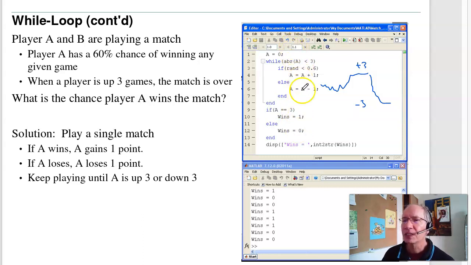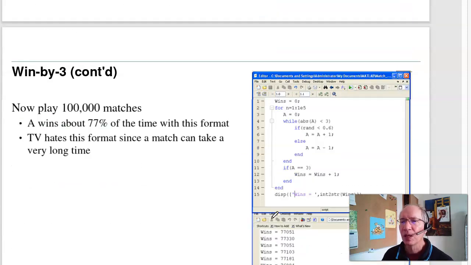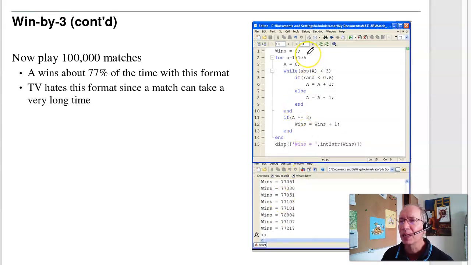So this is a single match. Try this: run the green arrow a couple times, and see that A wins, loses, loses, wins, wins, wins, loses, loses. So far looks good. That's one match. Once I play a single match, now play 100,000 matches.